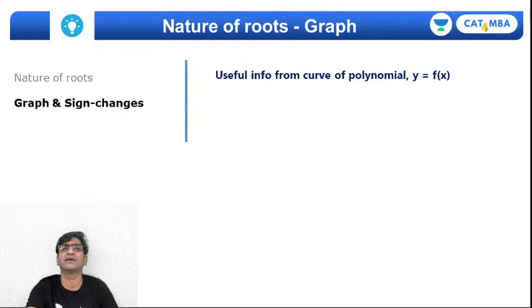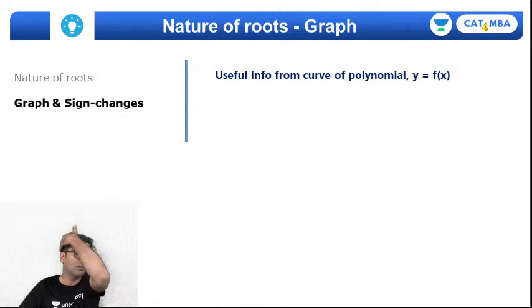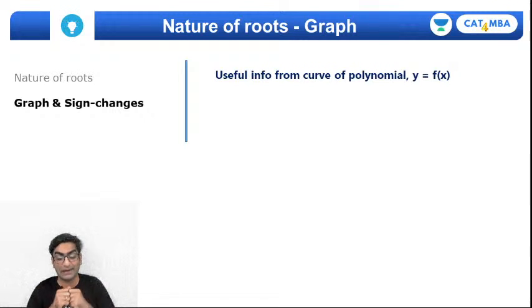Let's start with the graph, right? Now we'll try and understand this from a graphical perspective. Sure, we know that the condition for roots to exist is that discriminant must be greater than or equal to 0, but ग्राफ से थोड़ा समझते हैं. सबसे पहले ग्राफ को थोड़ा रिकैप करते हैं, राइट? What is a graph? What is the useful information that I can glean from the curve of a polynomial, right?